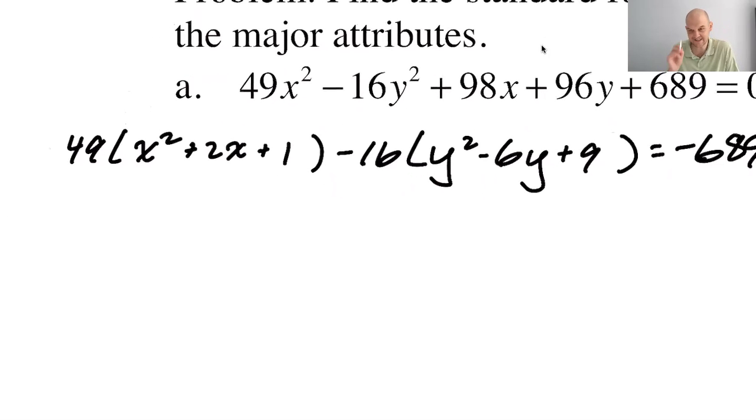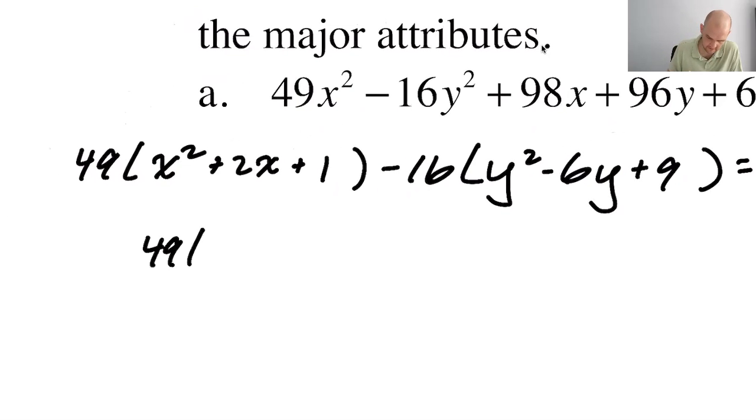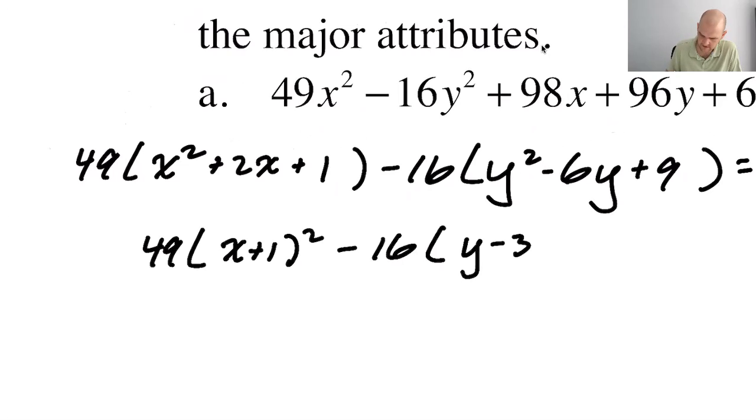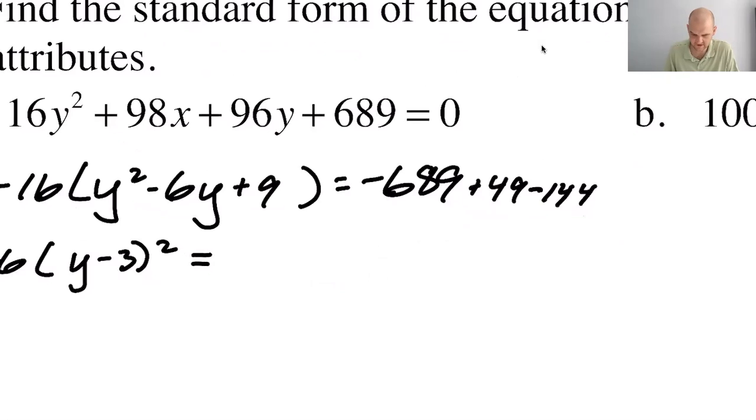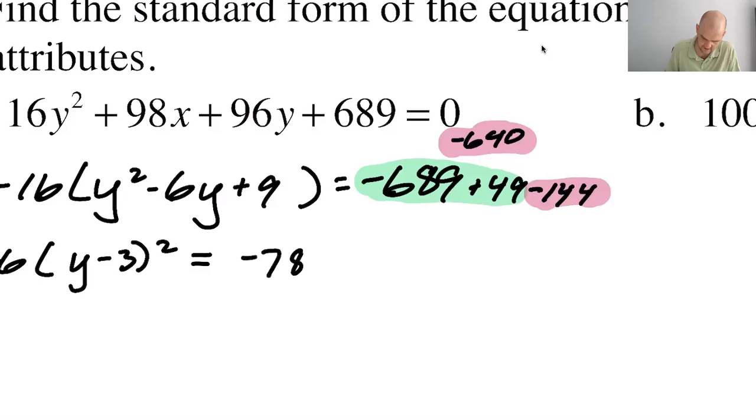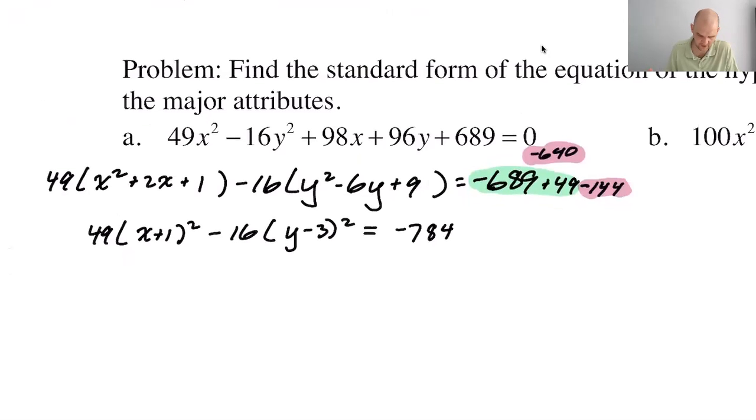And is that 16 times 49? That would be the dream. We'll find out. So 49, do x plus 1 squared minus 16, y minus 3 squared equals, yeah, I think that this is negative, if I combine these, I get negative 640. And then if I combine these, negative 640, negative 784. Negative 784. Okay, 49 times 16 is actually, what is that?